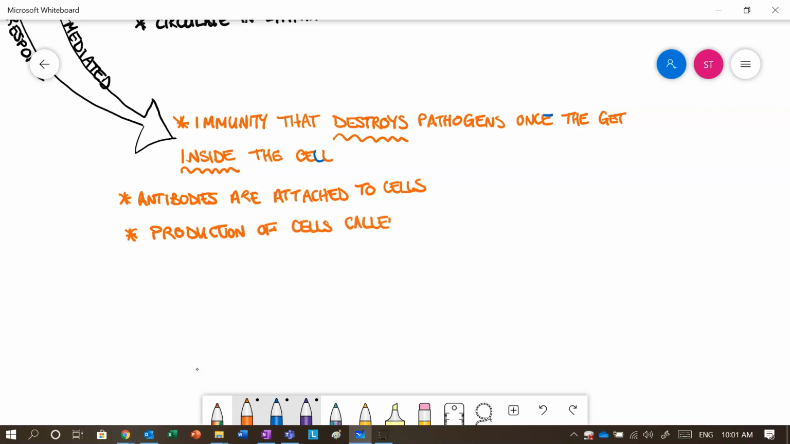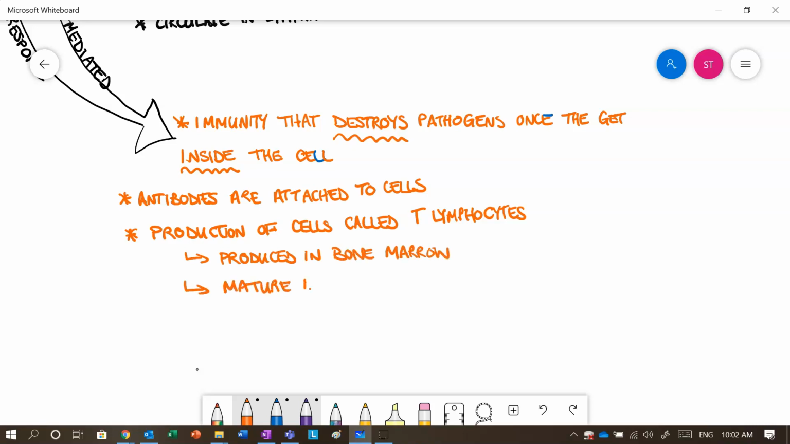And these T lymphocytes are produced in the bone marrow, same as the B lymphocytes. They're both produced in the same place. However, T lymphocytes get their name because they are matured in the thymus. Now, these lymphocytes also circulate the lymphatic tissue and they are derived from the blood.